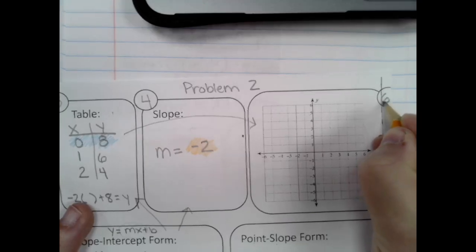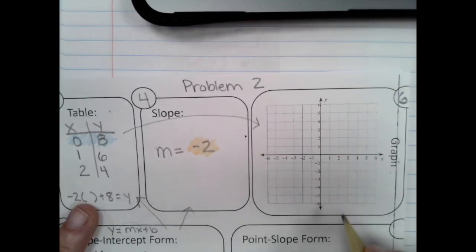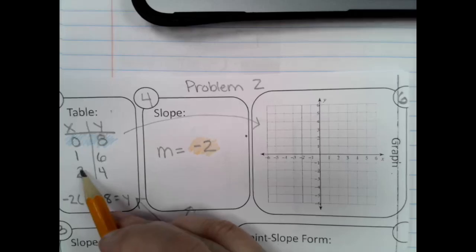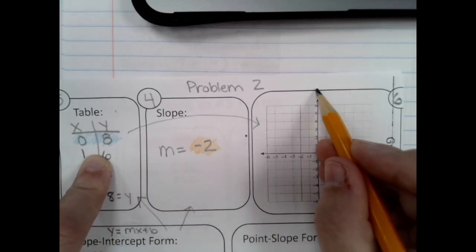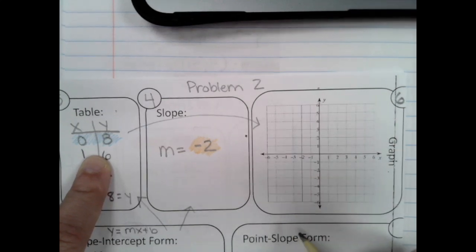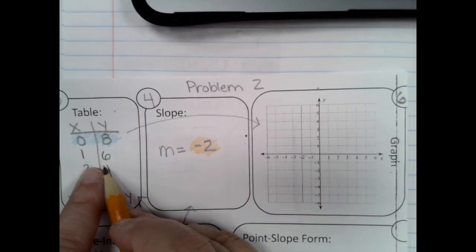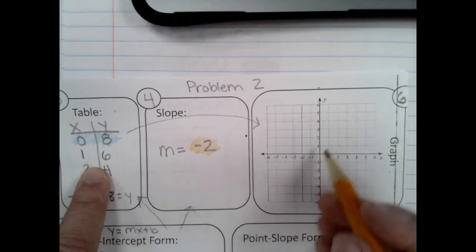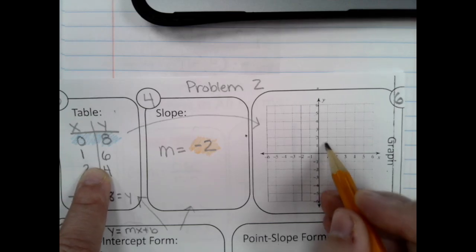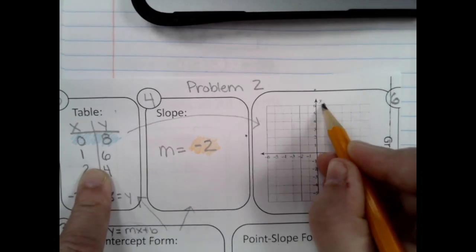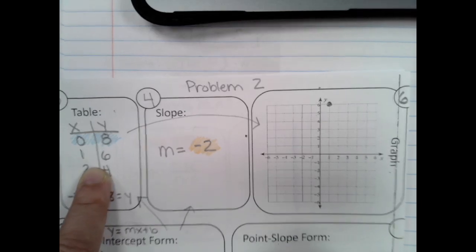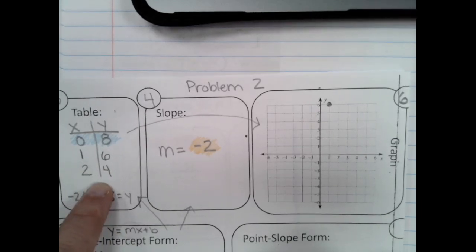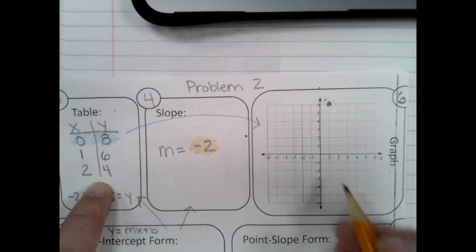And on our graph, we're just plotting these points. So (0, 8). You could try and imagine where that would be if we wanted to. It's a little far off. (1, 6) would be right 1, up 6. (2, 4), right 2, up 4.